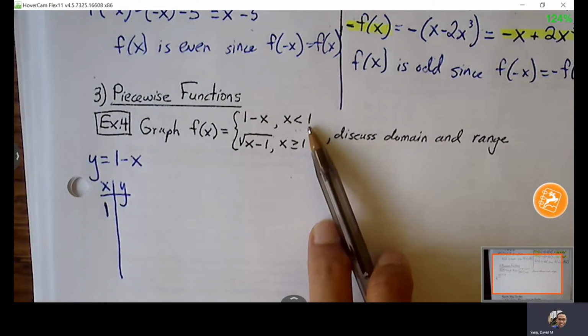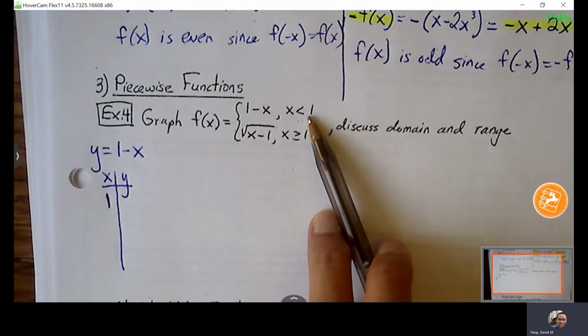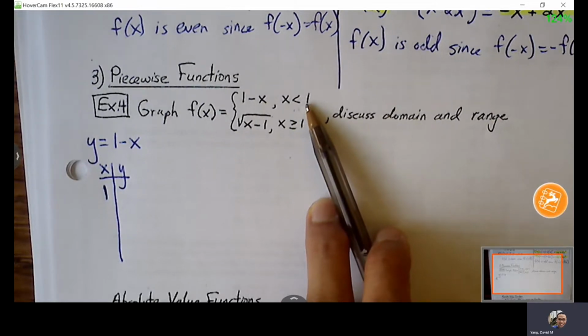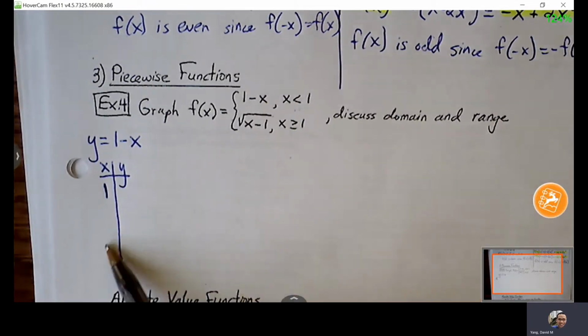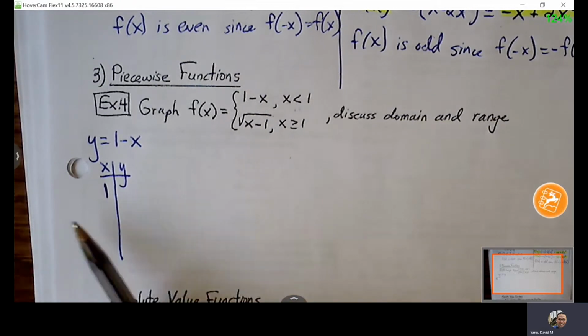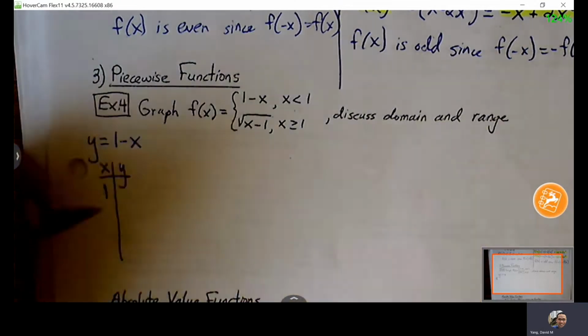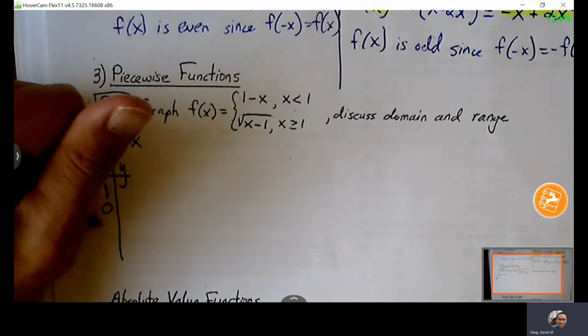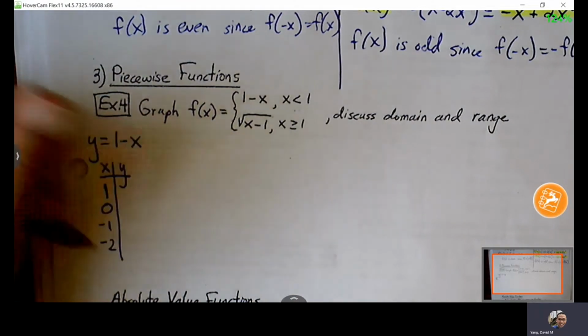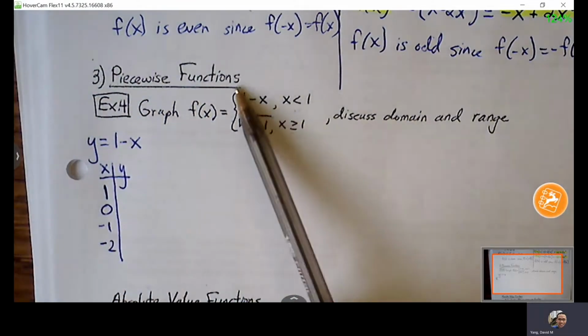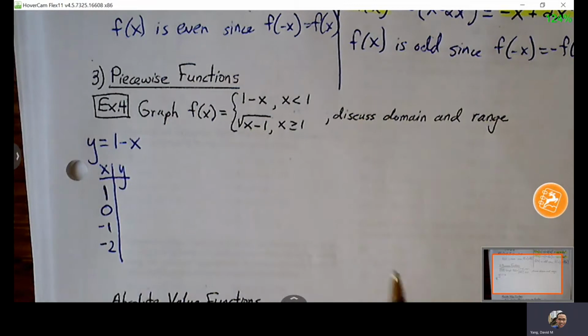But we still need to have that point actually on our graph. Okay. Now we'll choose values less than 1. Now we can start at 1 and move our way down. So we'll just pick a couple of values, 0, -1, -2. A couple of values should be enough. We're graphing a line, so once we have a couple of points, we'll have an idea how the rest of the graph will look.